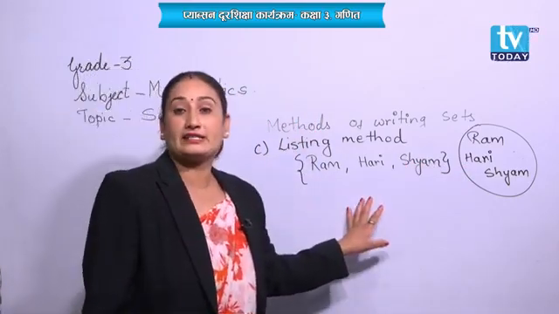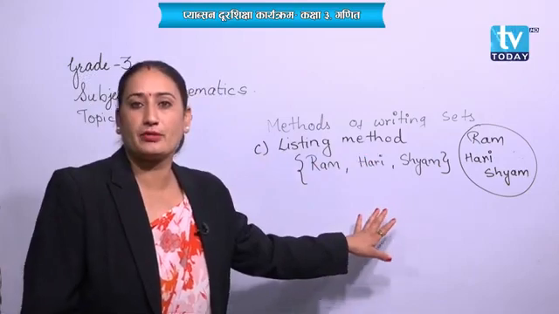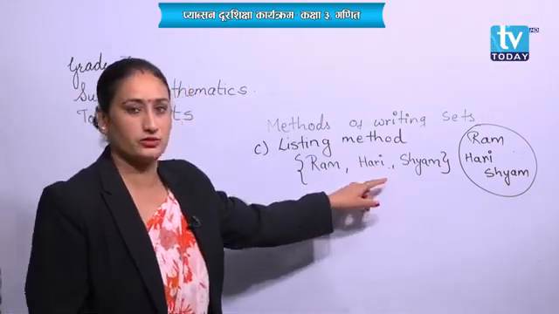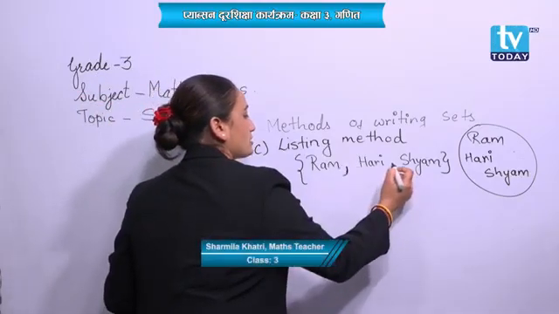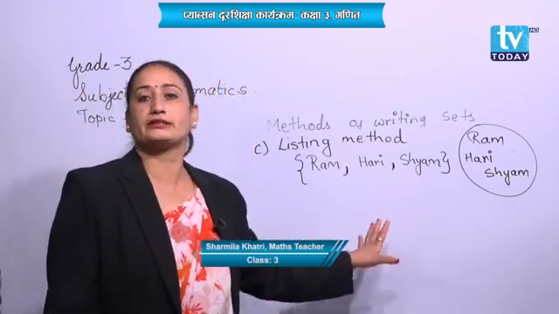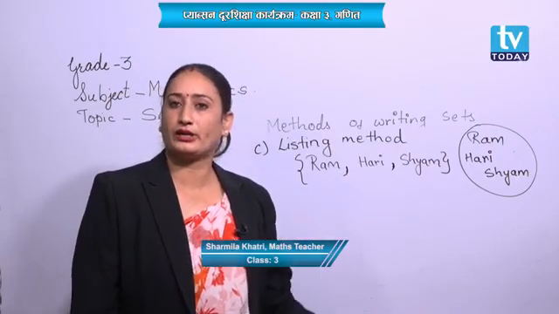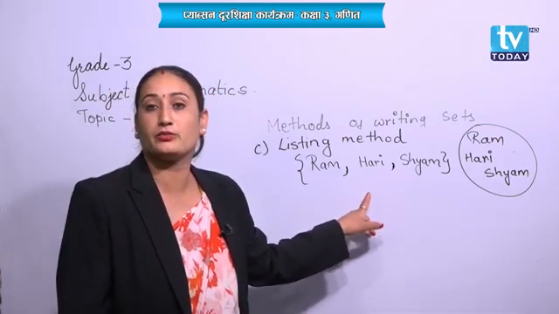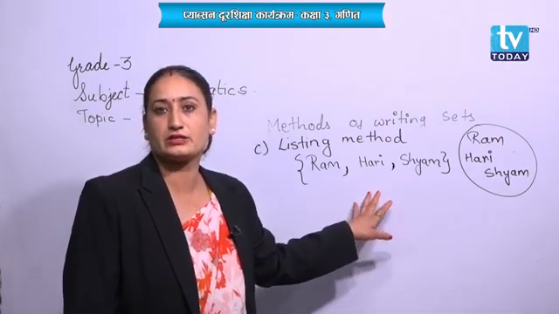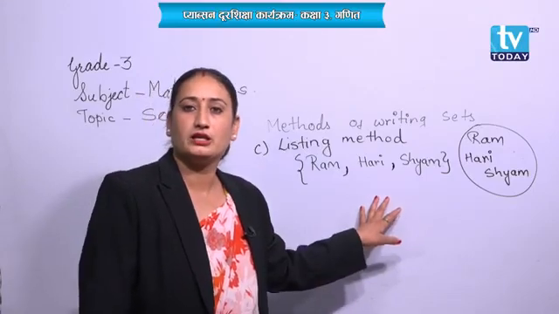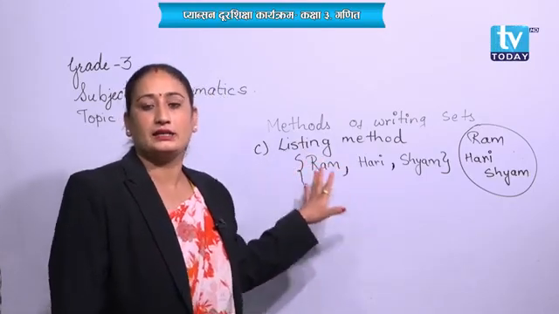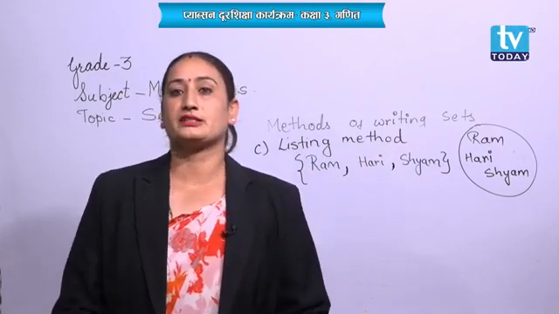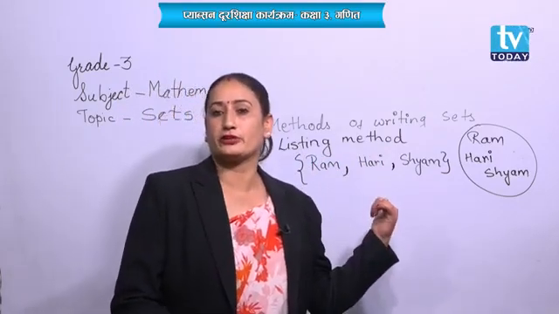While listing the numbers, members, or names, there must be a comma also. Please use the comma to separate the names or the numbers. Whatever you write in the middle of the curly bracket, you must use a comma also to separate it. So, this is known as the listing method. Done, students? This is a much more important topic for you as well.